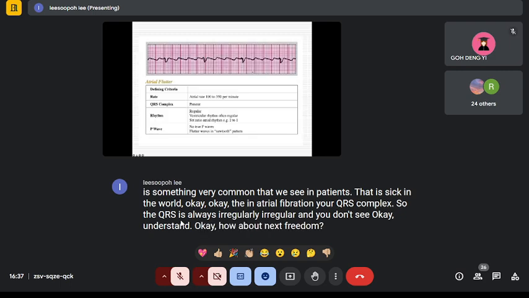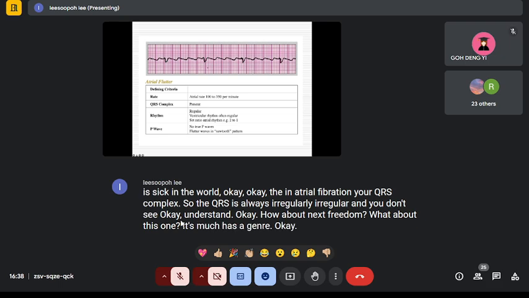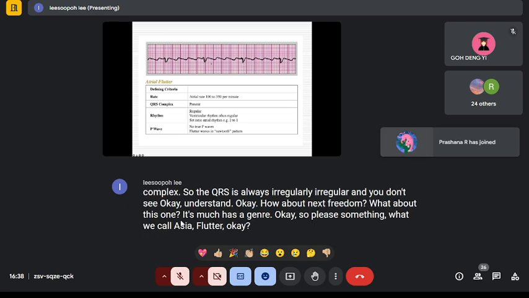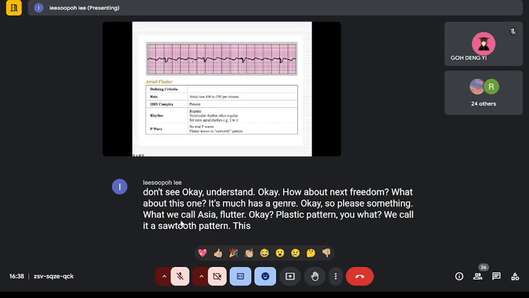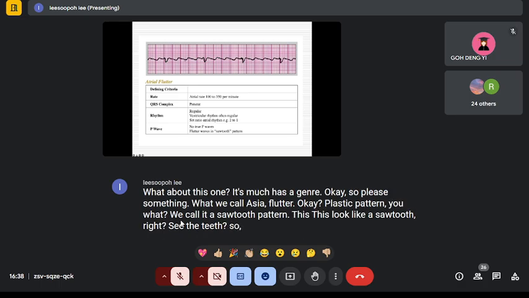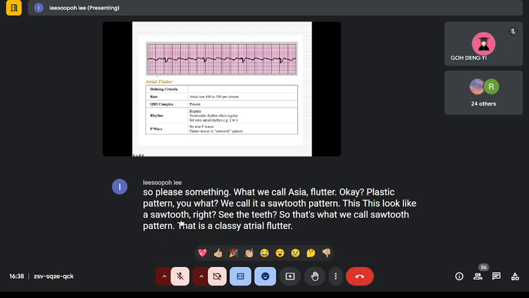Okay, what about next rhythm? What about this one? It's more challenging, right? Okay, so this is something we call atrial flutter. Okay, classic pattern we call it a sawtooth pattern. This looks like a sawtooth, right? See the teeth. So that is what we call sawtooth pattern. That is a classic atrial flutter.